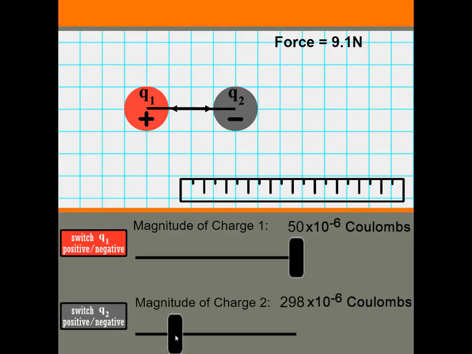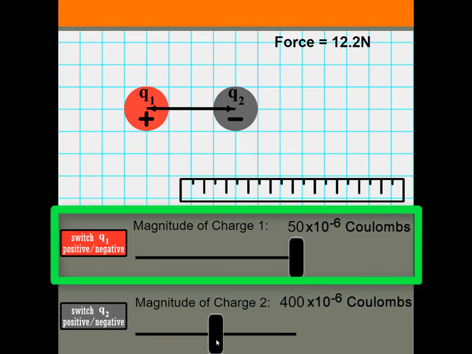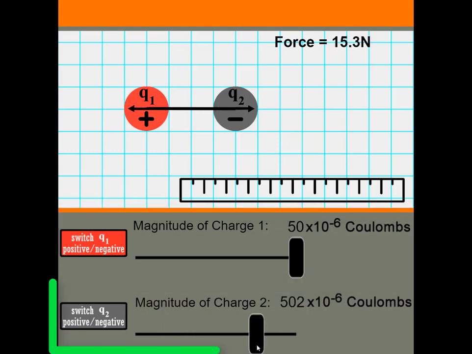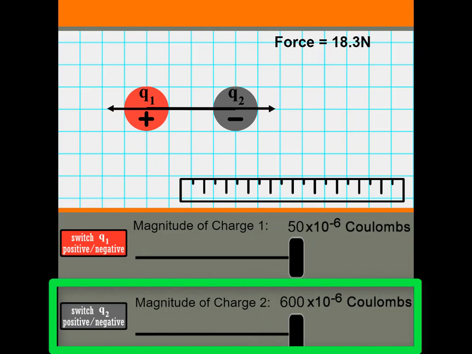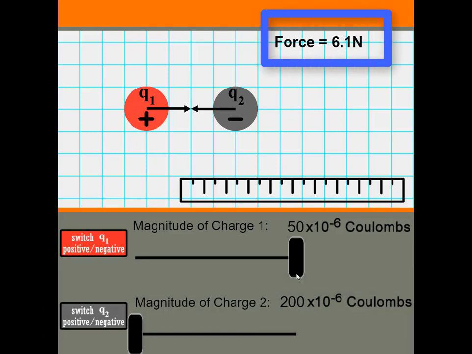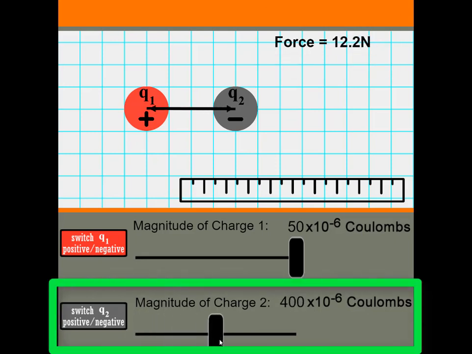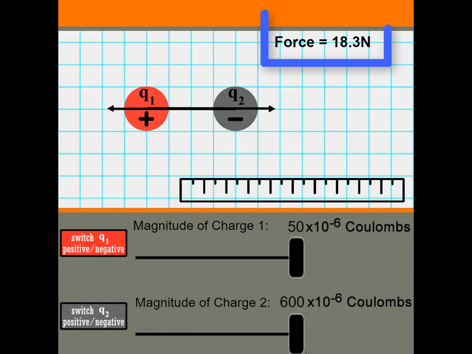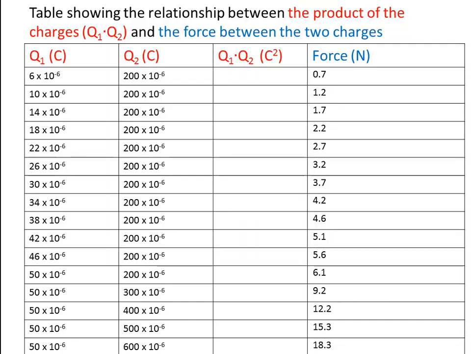Then we did another investigation where we controlled Q1's value at 50 times 10 to the power minus 6 coulombs, but we varied Q2's value from the lowest reading of 200 times 10 to the power minus 6 coulombs, where the force was 6.1 newtons, up through various values until we reached the maximum of 600 times 10 to the power minus 6 coulombs for Q2, and that was associated with the highest force that we read, 18.3 newtons. And there we put that data into our table as well.